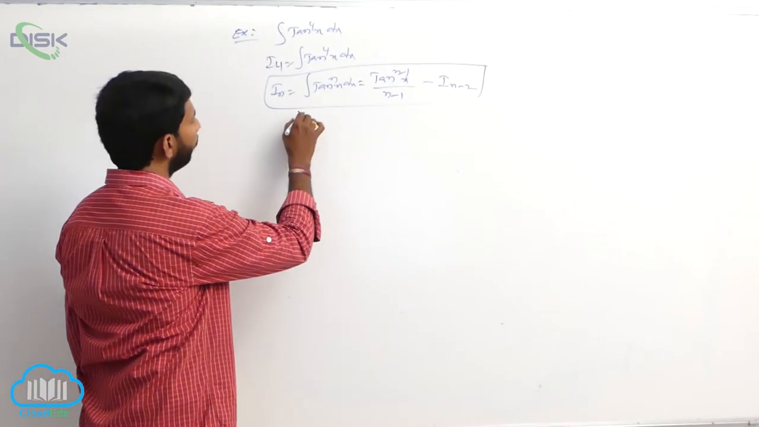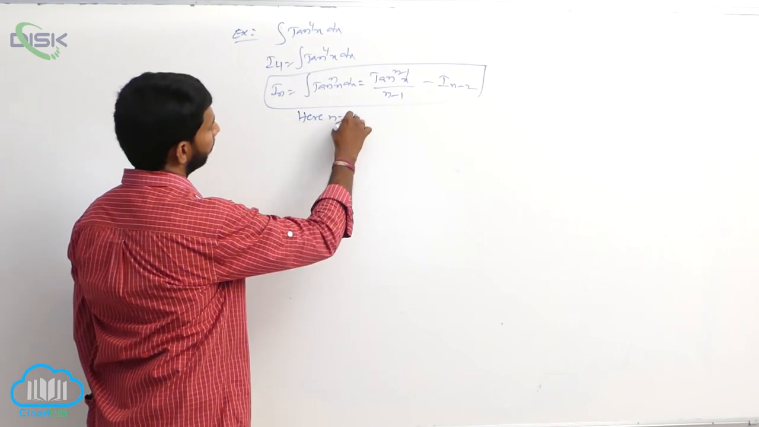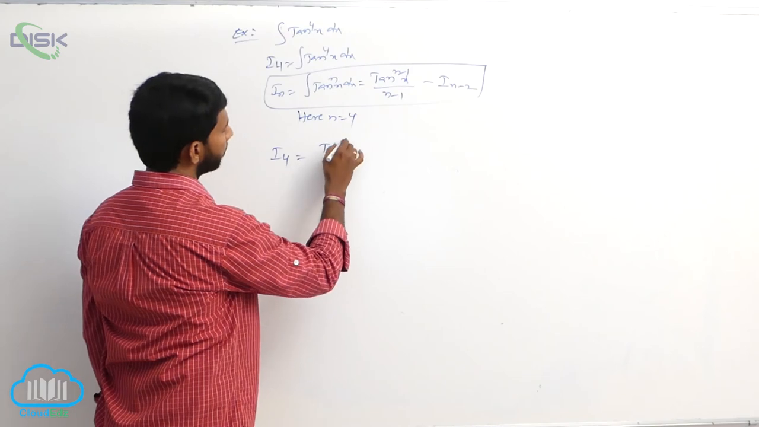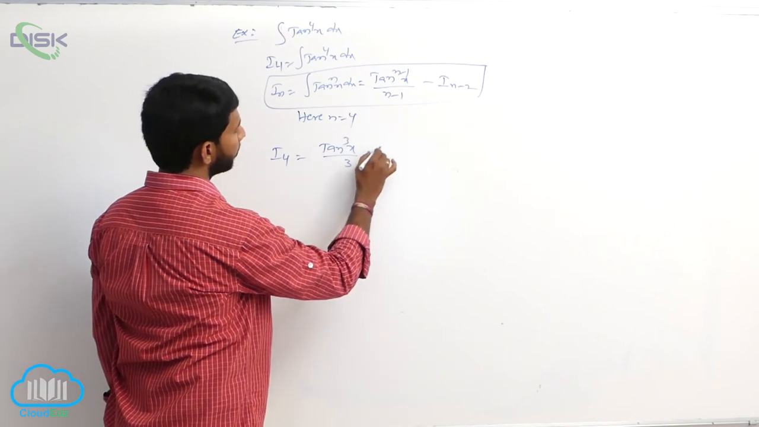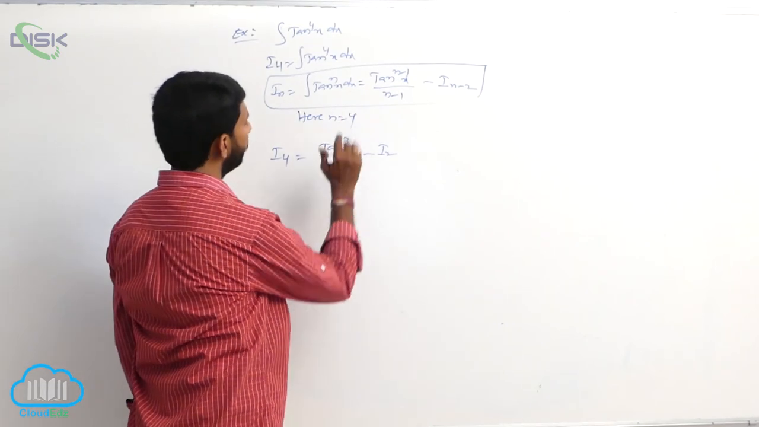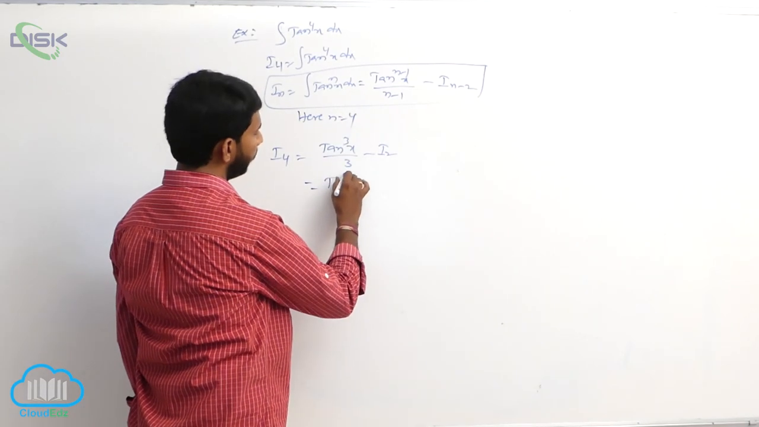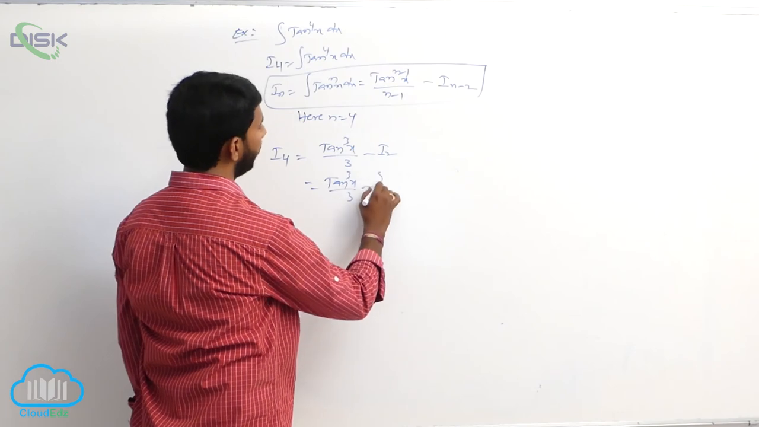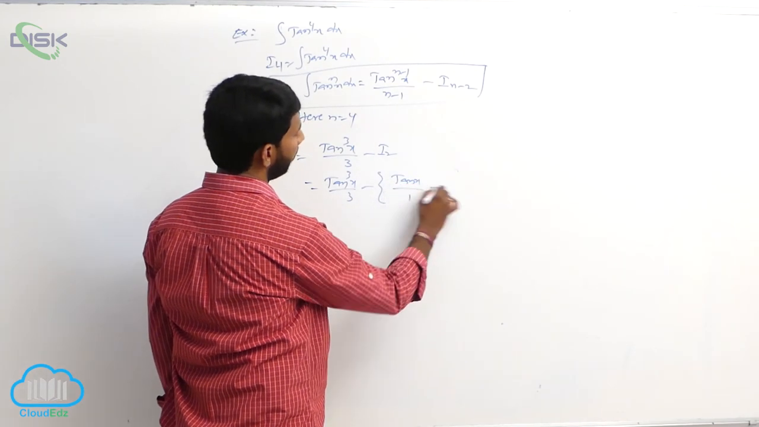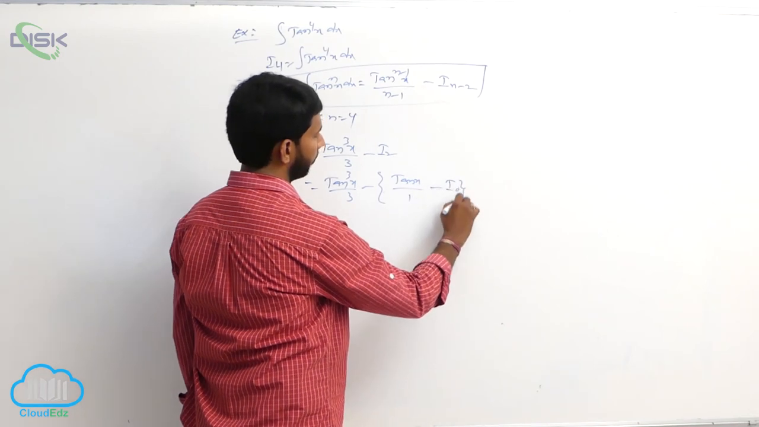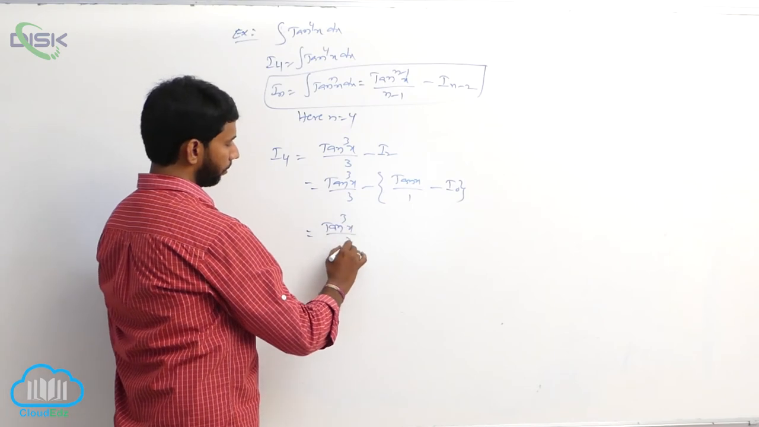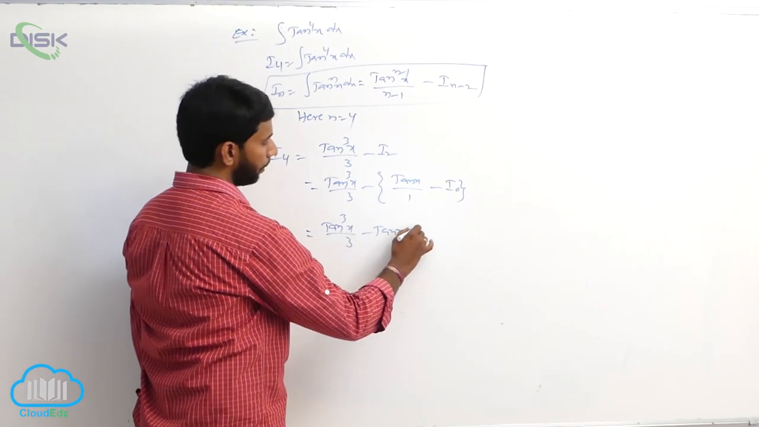Here n equal to 4. That is, I4 is equal to tan cube x by 3 minus I2. And substitute n equal to 2 in the formula, that is tan cube x by 3 minus I2 value, which is tan x by 1 minus I naught. That is tan cube x by 3 minus tan x plus I naught.